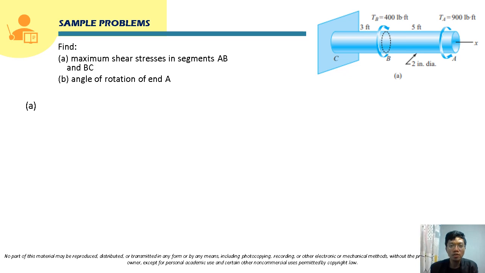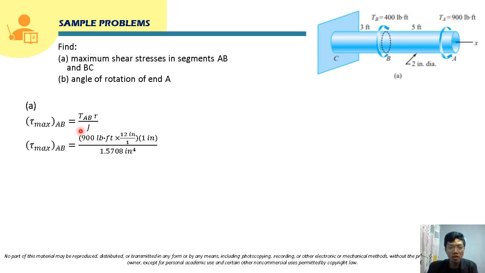Okay, so solving for the maximum shear stresses in segments AB and BC. For segment AB, that will just be equal to the internal torque at segment AB times the radius over the polar moment of inertia. So substituting the values here, the internal torque is 900 pound-feet.